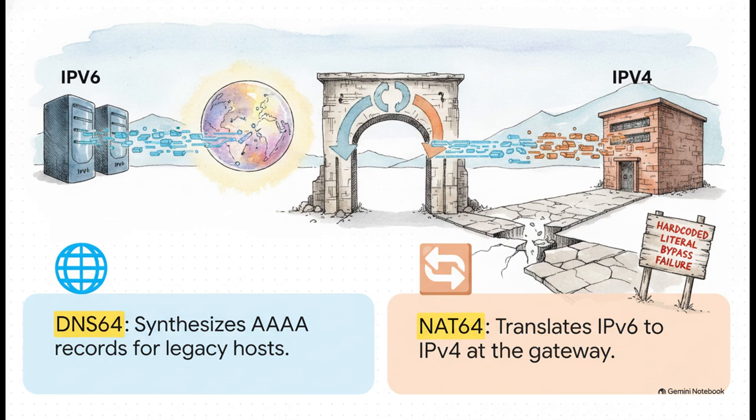First up, let's briefly look at NAT64 and DNS64. These are vital transition mechanisms that allow modern IPv6-only clients to reach legacy IPv4 servers. DNS64 works by synthesizing a special AAAA record for an IPv4-only hostname. So when the client routes to that synthesized address, NAT64 kicks in and translates the IPv6 packet to IPv4 right at the gateway. Just a quick warning though, if you have older applications that hardcode IPv4 literal addresses, they're going to bypass DNS64 entirely, and the connection will just flat out fail.